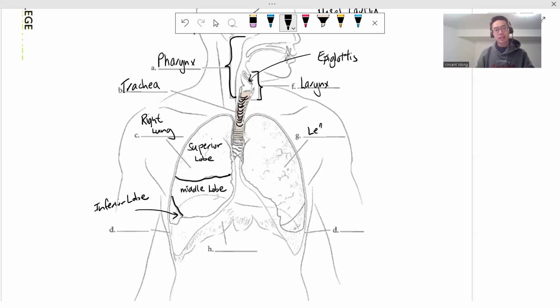On the left side, the left lung, remember left and right are switched because we're looking at the person from the front, right? We only have two lobes. So just the superior lobe and the inferior lobe.